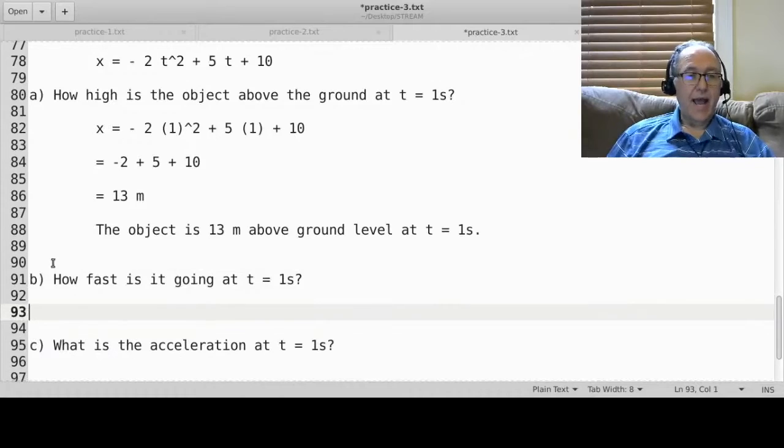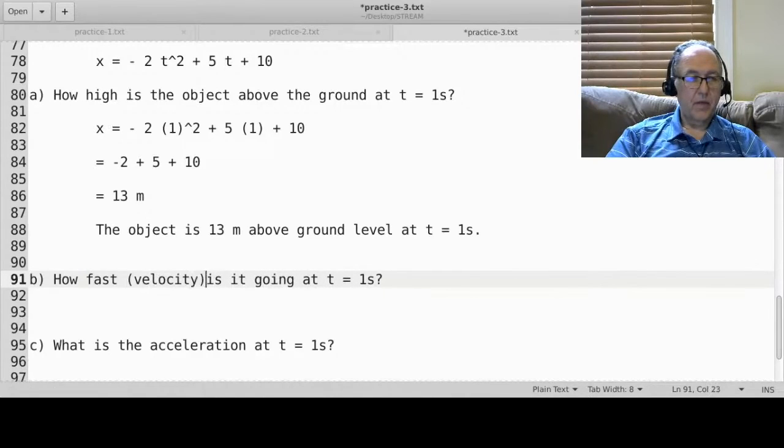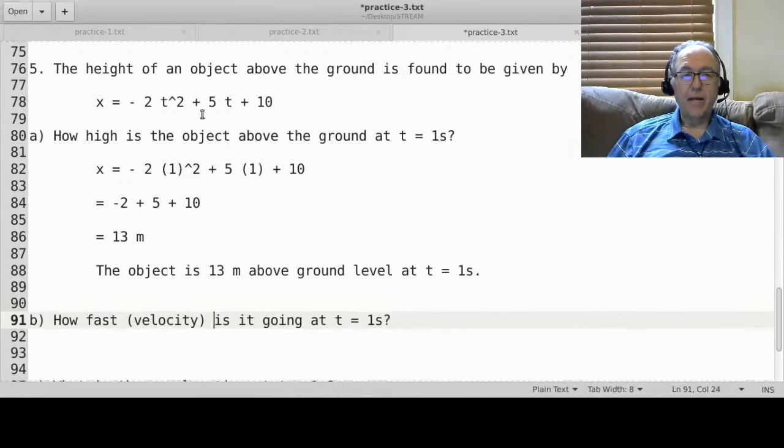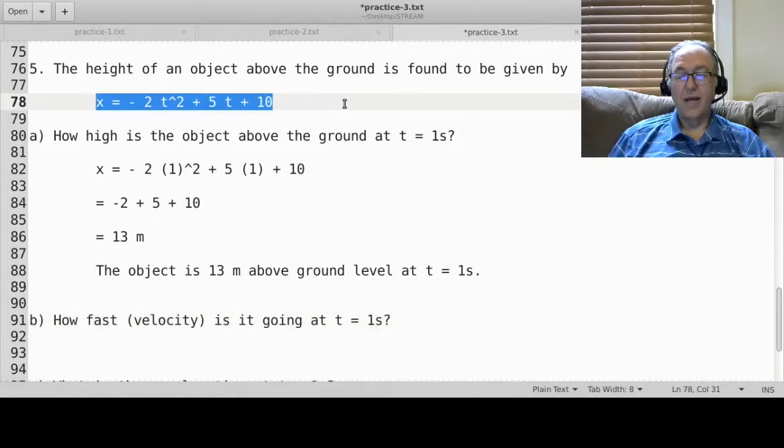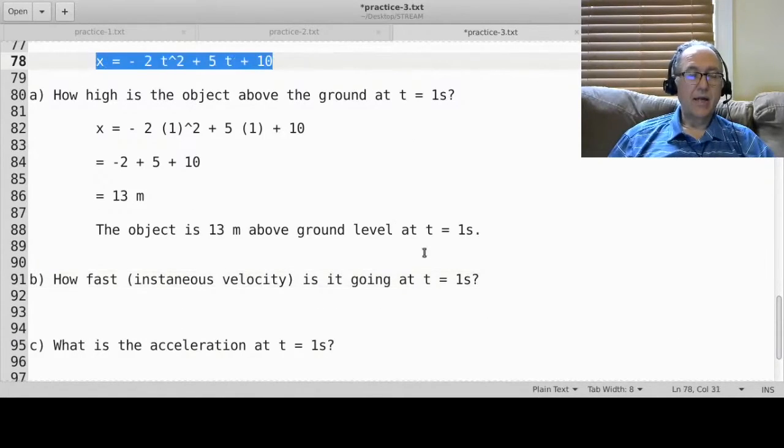What do I ask? I ask, how fast is it going? Okay. Now, how fast, that's synonymous with the word velocity. So I want the velocity. But I don't give you a velocity function. I give you a position function. And you have to ask yourself, how do you get velocity? And in fact, it's not only velocity, it's the instantaneous velocity. Okay, how do I get velocity out of a position function?